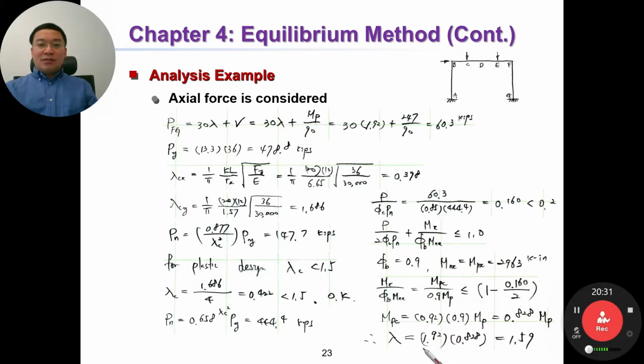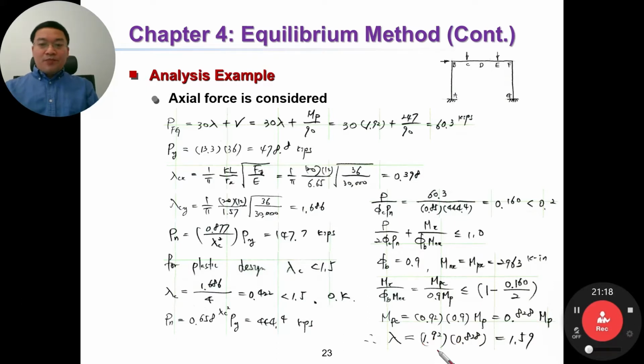Okay, and now lambda. Lambda equal to the original lambda multiplied by this ratio. This ratio. Okay, multiplied by Mp. No, not Mp, because we already mentioned Mp in this and this one. Okay, we already mentioned Mp in the first step, right? Then this one is here. Finally, lambda, the load factor, equal to 1.59.